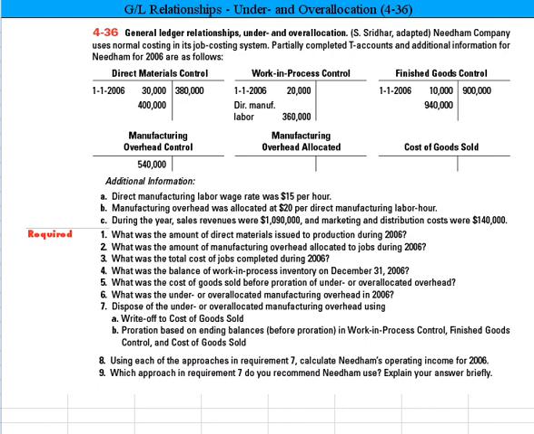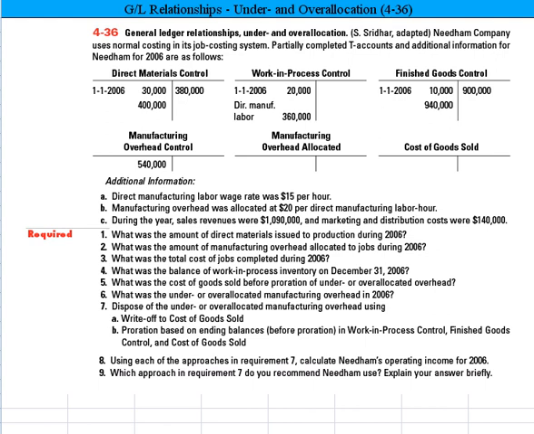Okay, let's take a look at this problem which deals with general ledger relationships as they apply to under and over allocation situations. This is problem 4-36, which you see on the screen. We have the Needham Company in front of us. They use normal costing for its job costing system. And we have the partially completed T accounts and additional information for Needham for 2006 appearing in these T accounts right in this area. And then we have 3 items of additional information.